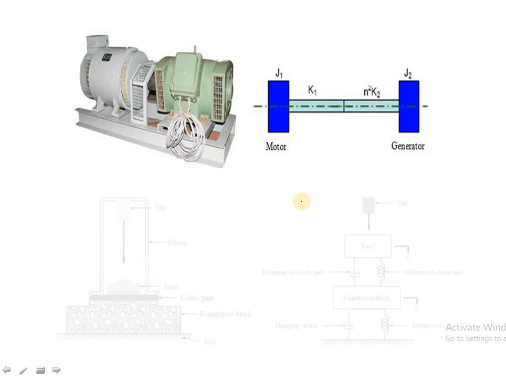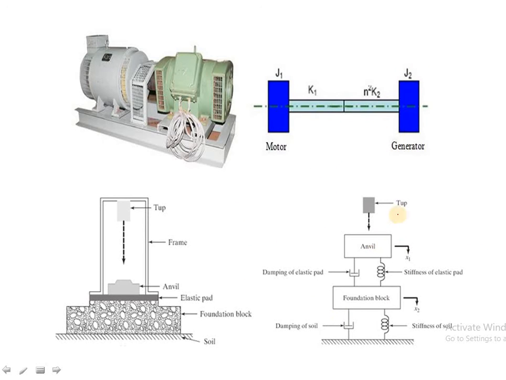Here are the examples of 2 degree of freedom systems. Here is a motor and a generator. The motor will act as one rotor and the generator will act as a second rotor, and they are attached to the shaft. If K1 and K2 are the stiffness of the shaft attached to the motor and the generator respectively, then again there are two masses and springs. So this is an example of a 2 degree of freedom system.